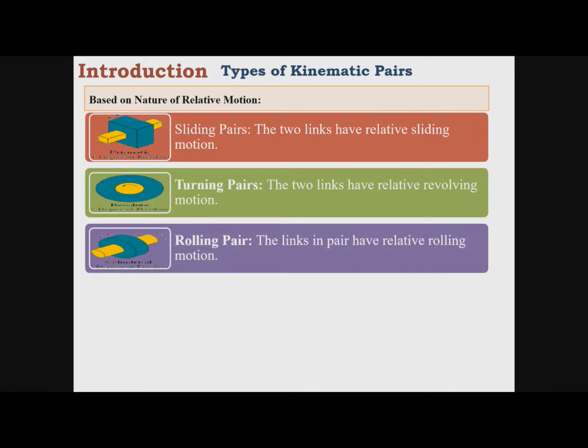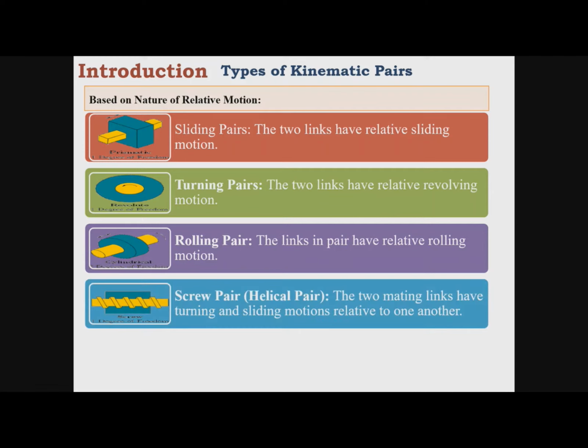Rolling pair, the links in pair have relative rolling motion. So here the cylindrical bar, it has two motions. It can slide through the circular hole as well as it can rotate. Screw pair, the two mating links have turning and sliding motions relative to one another. Since the rotation of the screw results in its translation, these two motions, that is rotation and translation, are dependent, hence the degree of freedom of a screw pair is 1.